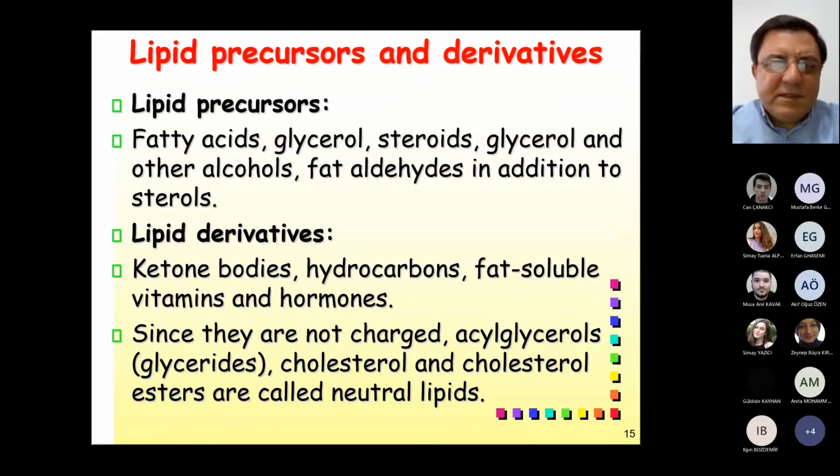And there are some lipid precursors, and these are the fatty acids, glycerol, and steroids, aldehydes, in addition to the sterols. For the lipid derivatives, the ketone bodies, hydrocarbons, fat-soluble vitamins, and hormones. And these lipid derivatives are not charged, and acylglycerols, meaning glycerides, and cholesterol esters are called neutral lipids.